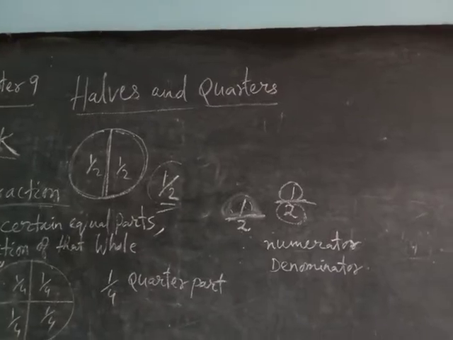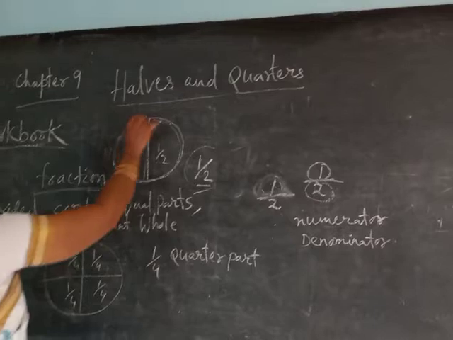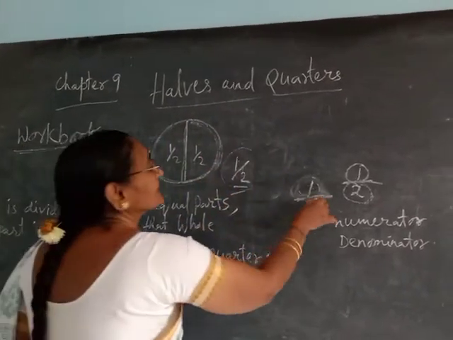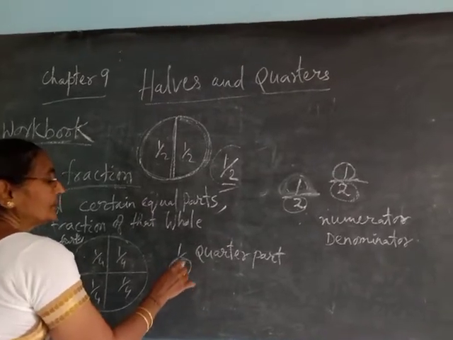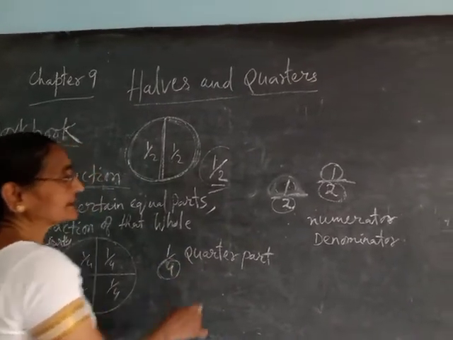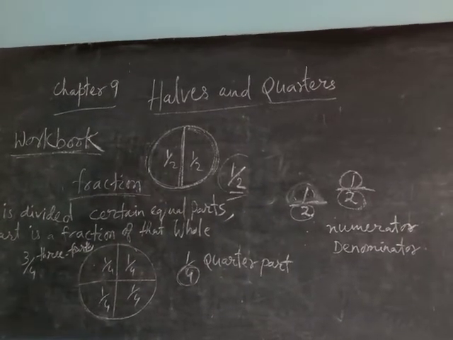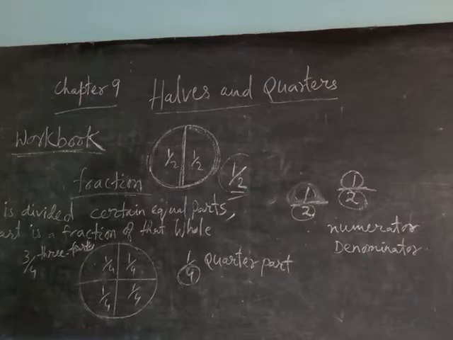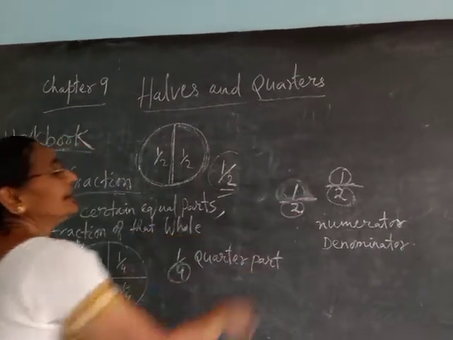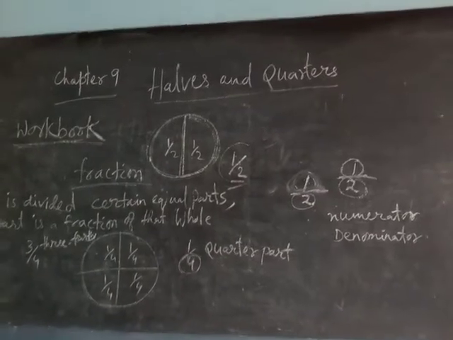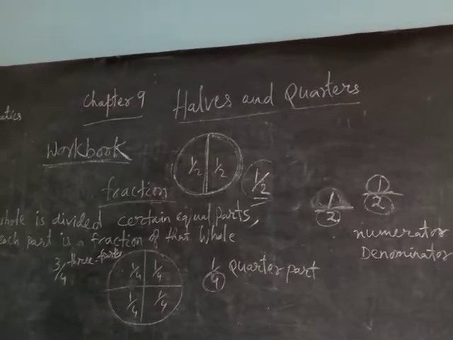Here the whole is divided into 2 parts, so the denominator is 2. Here the whole is divided into 4 parts, so the denominator is 4. Like that, the number of parts a whole is divided into is called the denominator. And the numerator means how many parts of the divided whole we take. This is numerator and denominator.